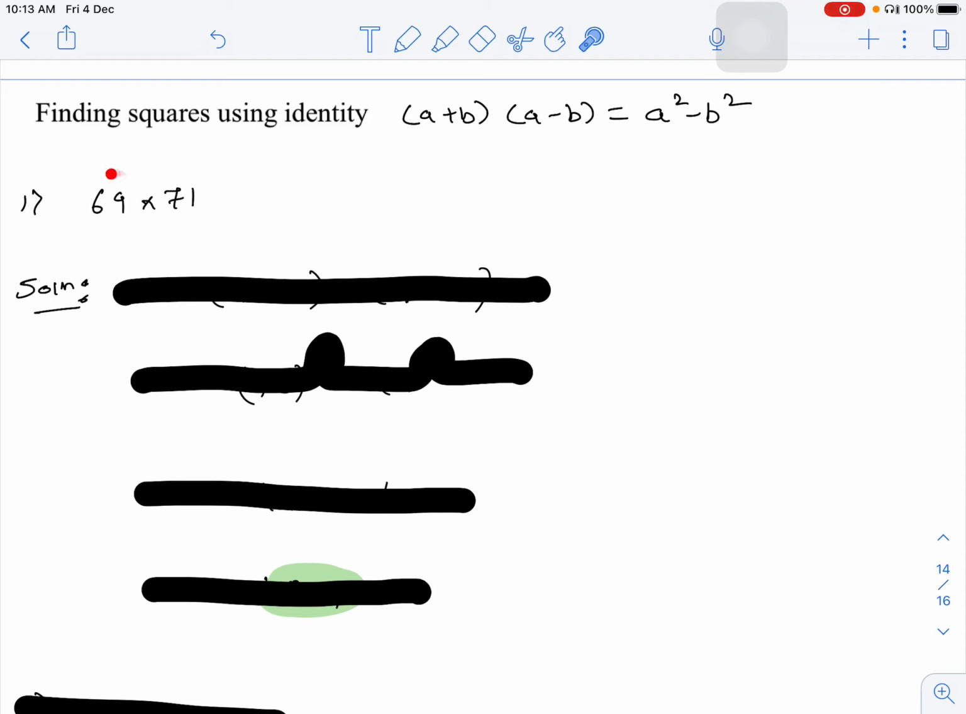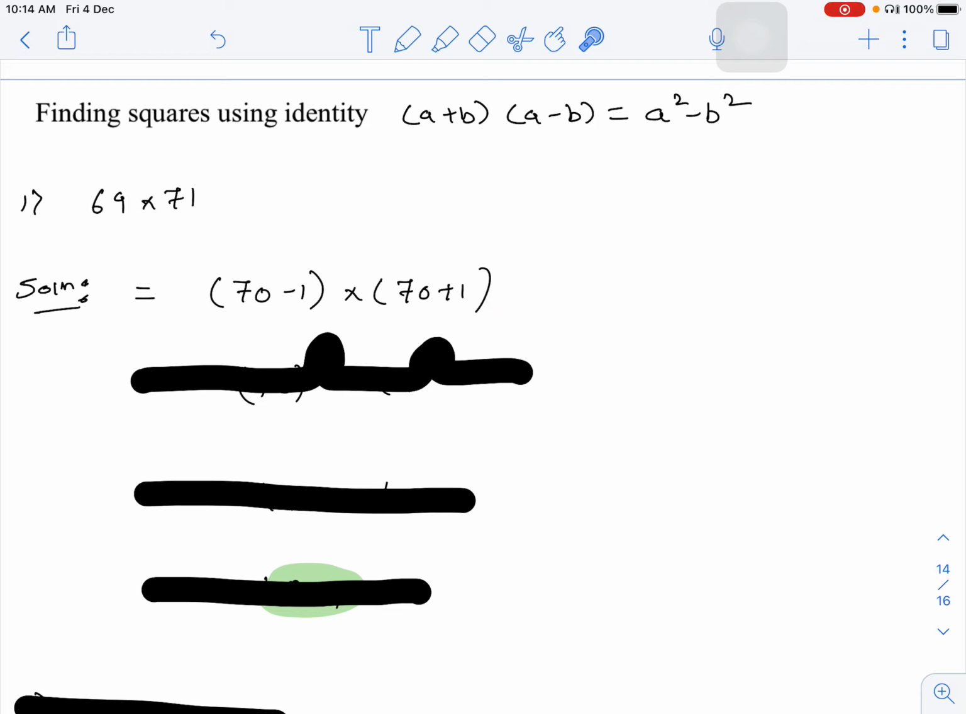Now here we have 69 into 71. We have to find its value. So what we will do now, this 69 can be written as 70 minus 1 and this 71 can be written as 70 plus 1. In this, 70 will be the value of a and 1 will be the value of b. So it is of the form a minus b, a plus b.